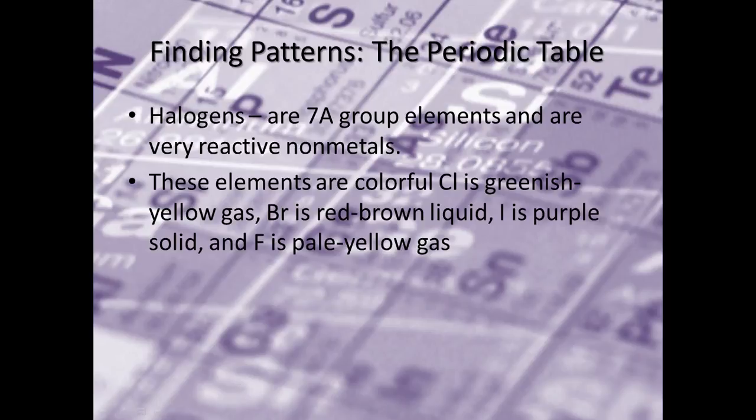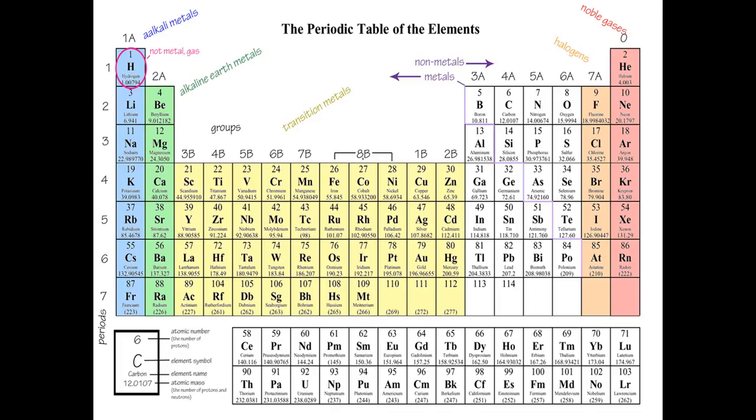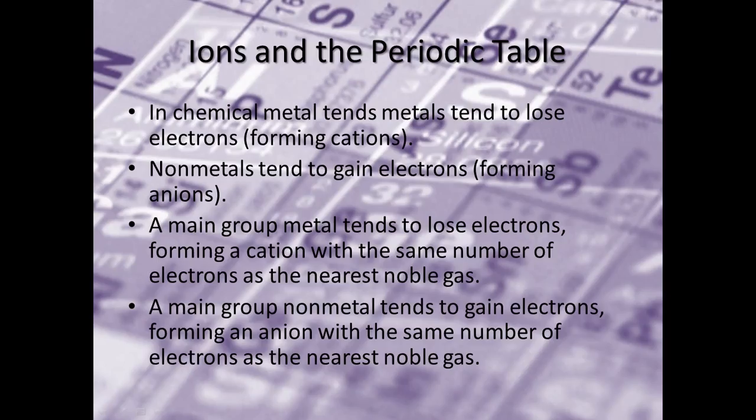Halogens are 7A group elements and are very reactive nonmetals. These elements are colorful. Chlorine is a greenish yellow gas, bromine is a red-brown liquid, iodine is a purple solid, and fluorine is a pale yellow gas. And these are your halogens in the orange column here in 7A. And they are very reactive because they are trying to gain an electron to fill that empty space.